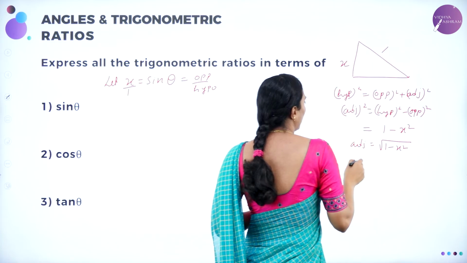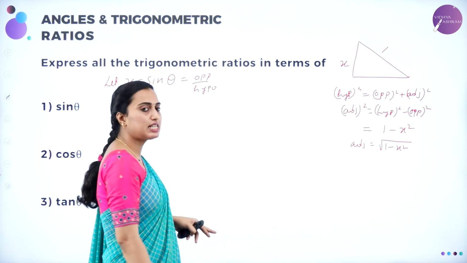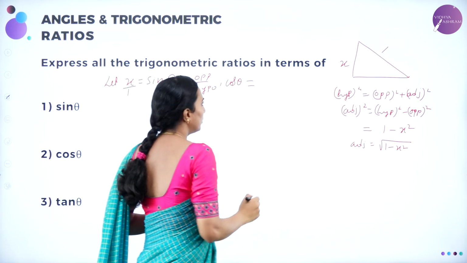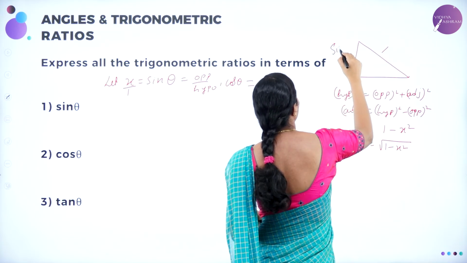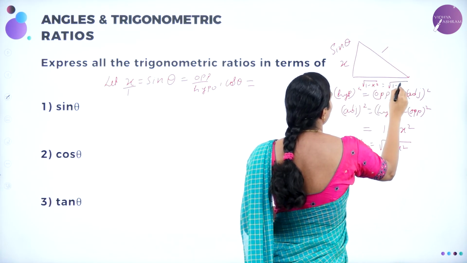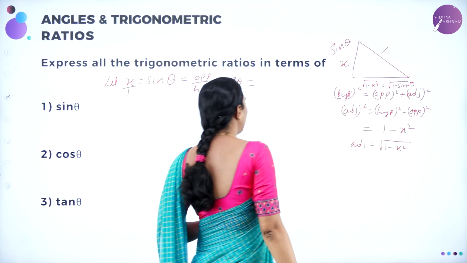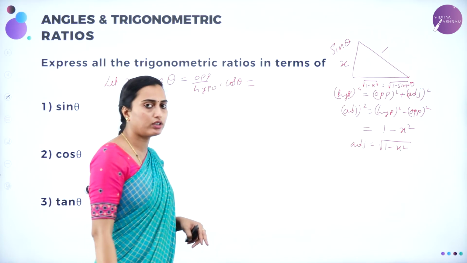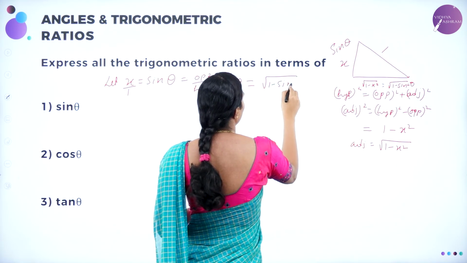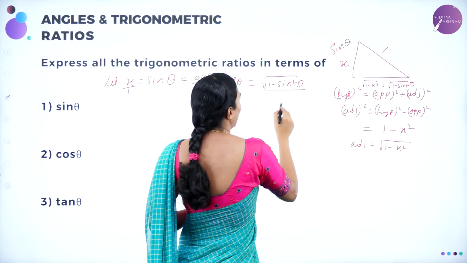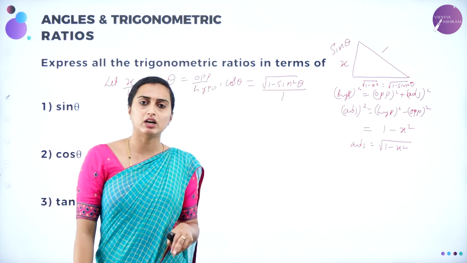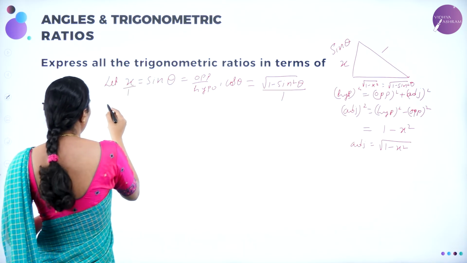Now, x is nothing but sine theta. So therefore, what is cos theta? Root of 1 minus x squared is nothing but root of 1 minus sine squared theta. Cos theta is adjacent divided by hypotenuse. Adjacent is root of 1 minus sine squared theta, divided by hypotenuse, which is 1. So, cos theta can be written as root of 1 minus sine squared theta. That's it.